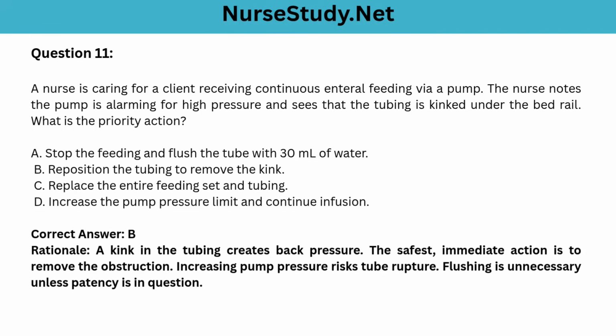Correct answer, B. Rationale. A kink in the tubing creates back pressure. The safest immediate action is to remove the obstruction. Increasing pump pressure risks tube rupture. Flushing is unnecessary unless patency is in question.